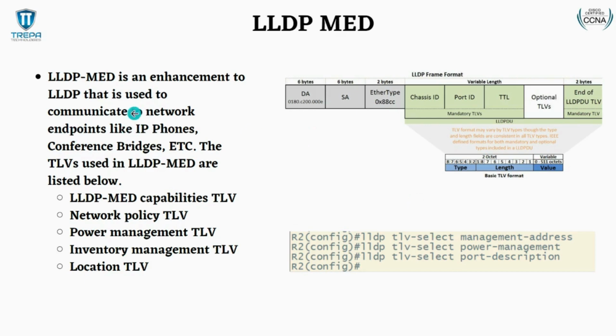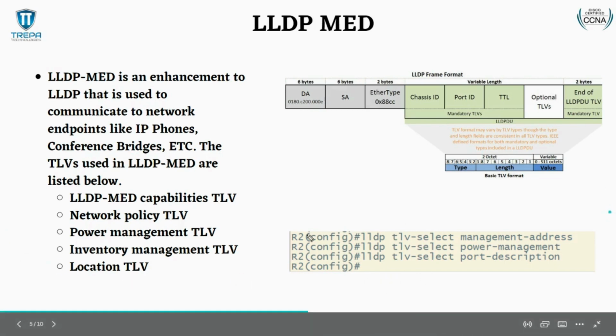Okay, and then we have the MED. The LLDP-MED is an enhancement to LLDP that is used to connect to network endpoints like IP phones, conference bridges, anything that isn't just a regular old network device. Essentially what that means is when LLDP came out, it was just meant for network devices, whereas CDP was meant for all Cisco devices. So LLDP, to not necessarily compete, but just to keep up with technology, added the MED to give you a little bit more options when connecting to other devices that aren't just network devices like a switch or a router.